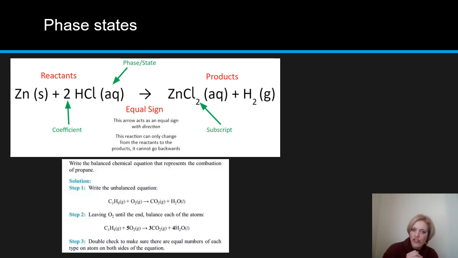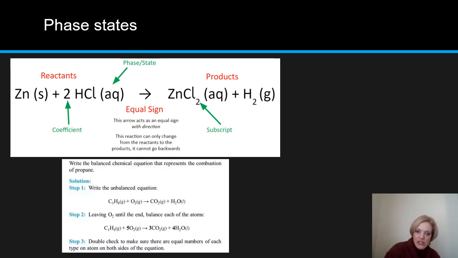in the direction of the reaction, zinc chloride, in aqueous form, so therefore that's not a precipitate reaction, because chlorides are actually quite soluble, they're very soluble. So zinc chloride plus hydrogen gas. How do we know that's hydrogen gas? Because hydrogen is one of our diatomic molecules. So this is a single displacement reaction.